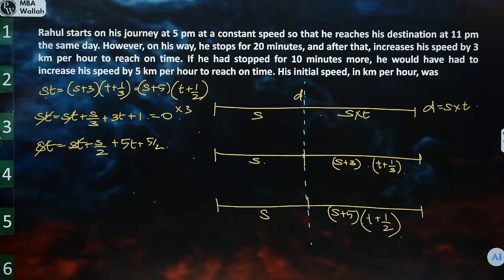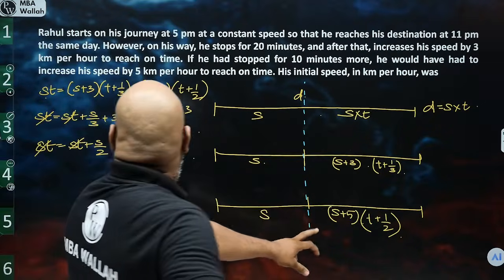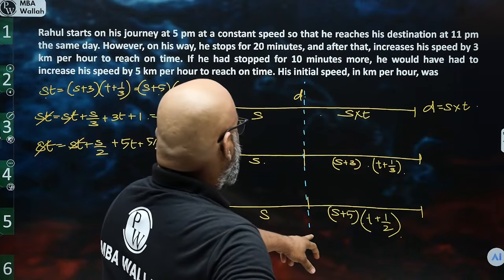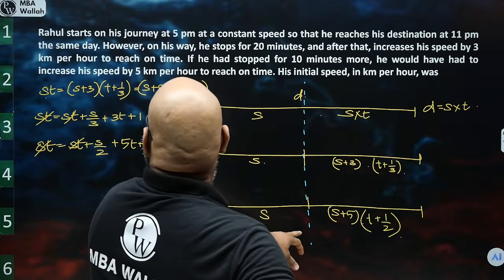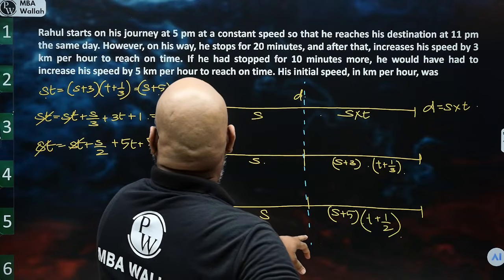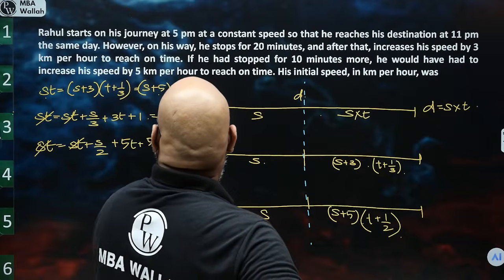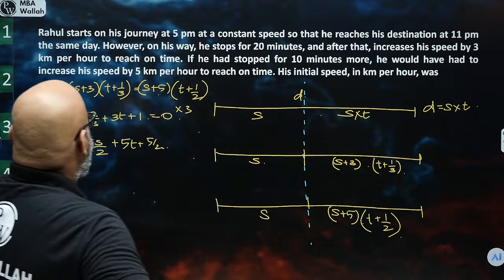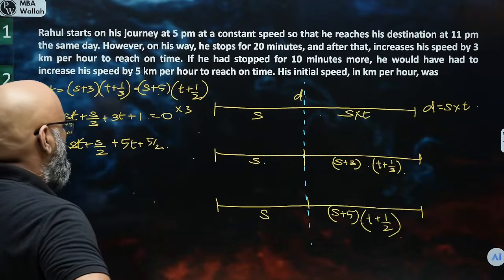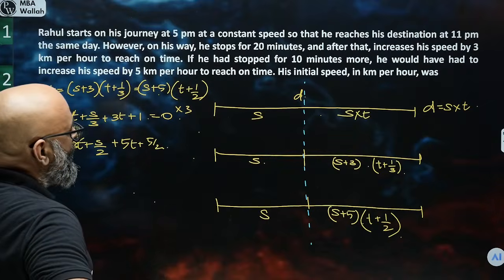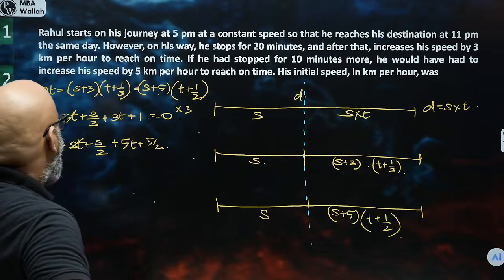Having a quick look here. Equations are right. 5 kilometer more. Correct. Increase the speed by 5 kilometer per hour to reach on time. S is initial kilometer per hour.